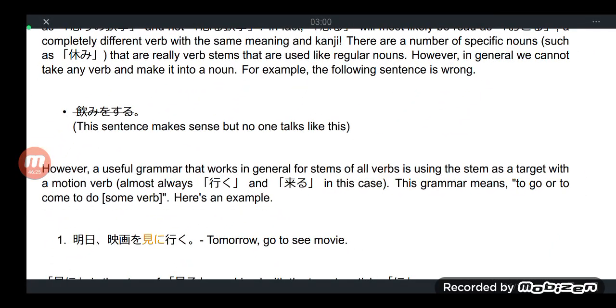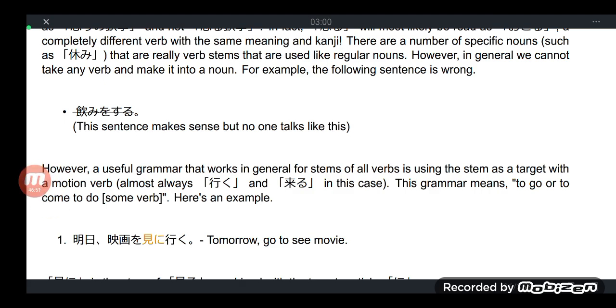The sentence makes sense, but no one talks like this. Nomi wo suru, so make a drinking act. So it's weird, like "do a drinking act." Nomi is a drinking act, or act of drinking. Suru is "do something." So, do a drinking act.